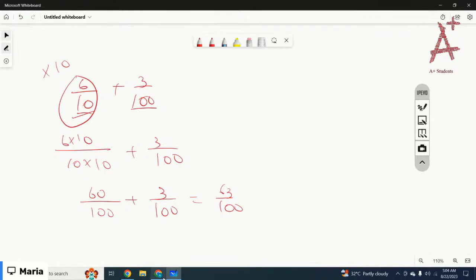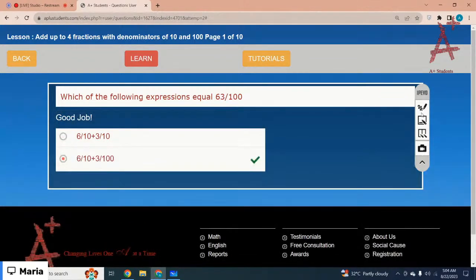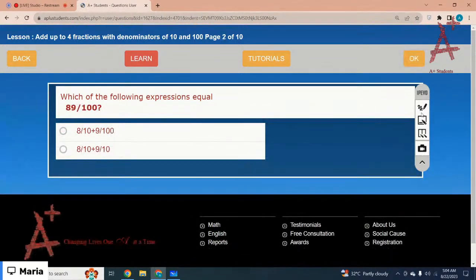The first one is not the correct option because they have the same denominators. You just have to add them. It would be 9 over 10. So the correct option is 6 over 10 plus 3 over 100.